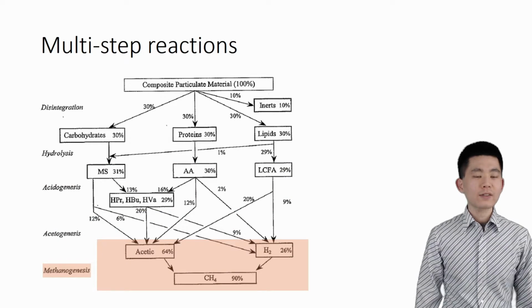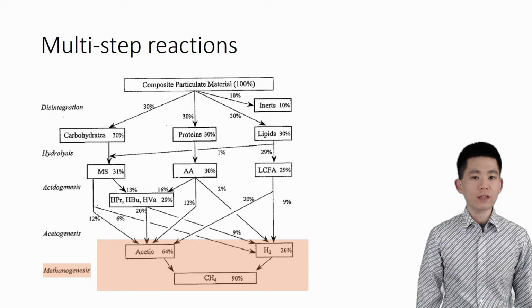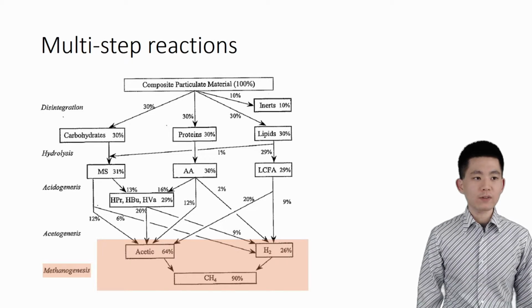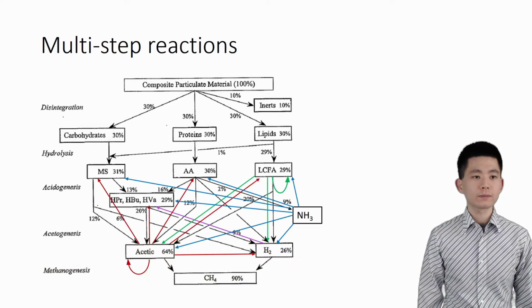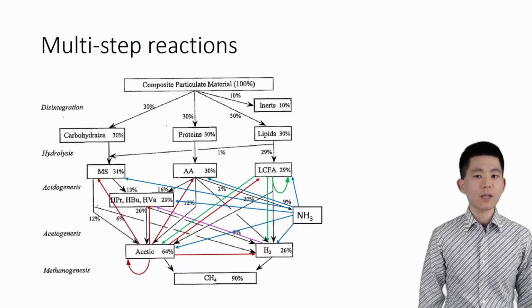Finally, the acetate is converted to methane through acetoclastic methanogenesis, while the hydrogen gas and carbon dioxide are also converted to methane gas through hydrogenotrophic methanogenesis. These different processes are performed by many different complex microbial communities that have different optimal growth conditions, yet are interdependent on each other.